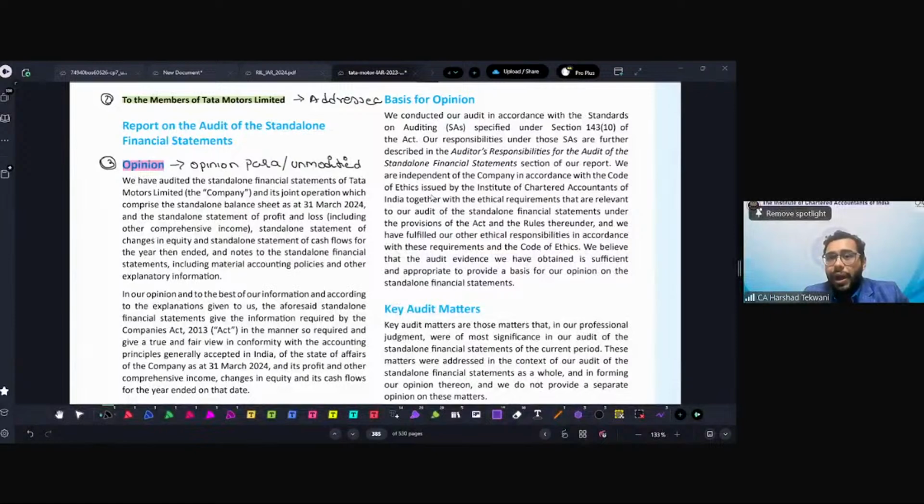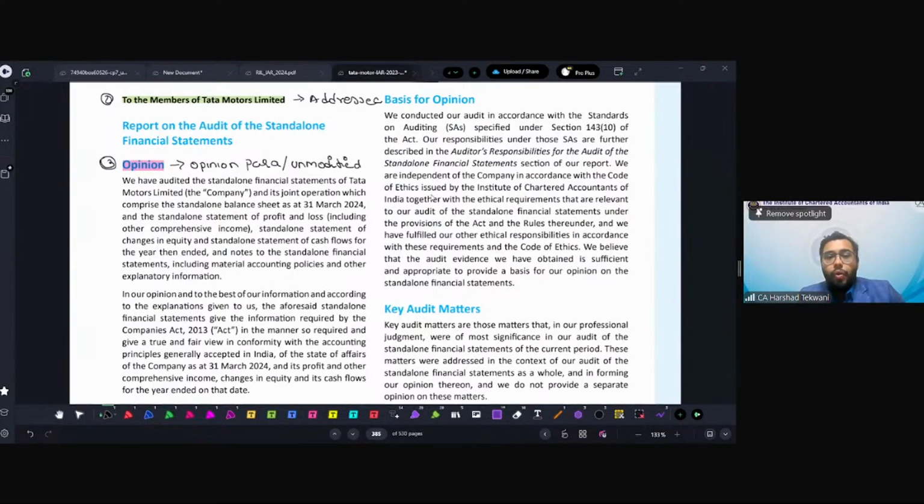Sir, are we required to remember this particular structure the way it is there, like first title, then addressee, then opinion paragraph, then this paragraph, then this paragraph? The answer is yes. You cannot shift a paragraph before. Like I cannot say that auditor's responsibility should come at the start. Usually not. It should go in a flow, the way it is given in the standard. And this is how it is given in the standard.